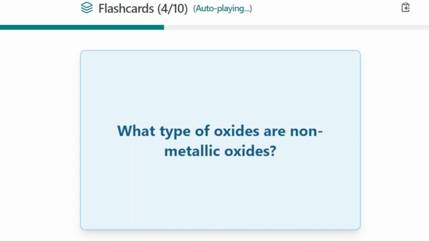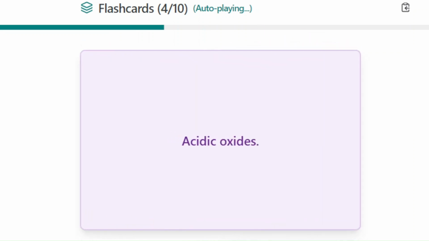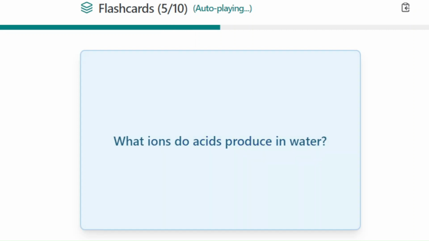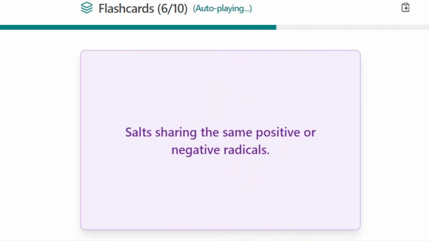What type of oxides are non-metallic oxides? Acidic oxides. What ions do acids produce in water? Hydrogen ions, H+. What defines families of salts? Salts sharing the same positive or negative radicals.